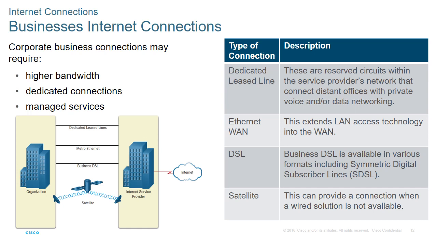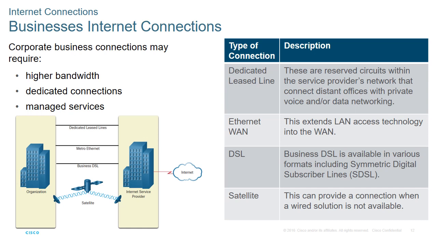So the next one is the Ethernet WAN. If you see, this extends the LAN access technology into the WAN. The next one is DSL. So we have a particular DSL here, business DSL. This is available in various formats, including SDSL. For example, we have ADSL and we have SDSL. ADSL means asymmetric digital subscriber line. SDSL means symmetric digital subscriber line.